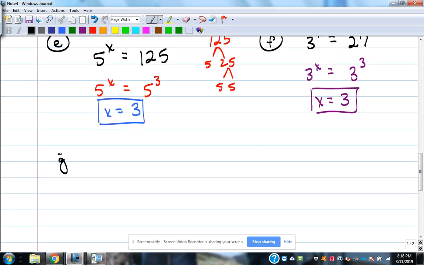Let's make it a little tougher. 2 to the 3x is equal to 32. Look at the base on the side that has the exponent. It's 2. 32 is what? That's 2.